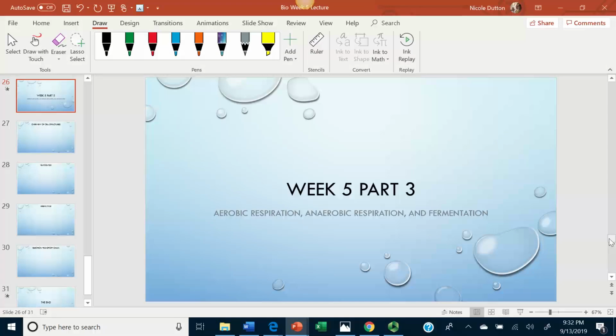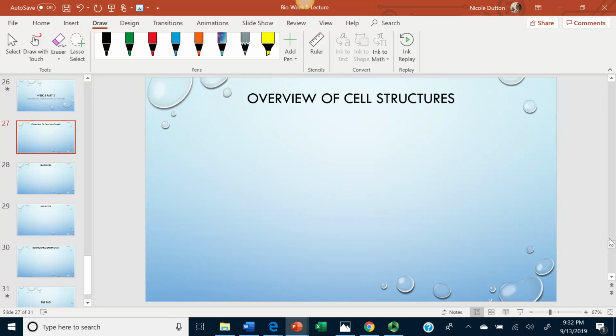All right, so this last section is going to talk about aerobic respiration, anaerobic respiration, and fermentation. In other words, how ATP is generated. So just a quick overview here.